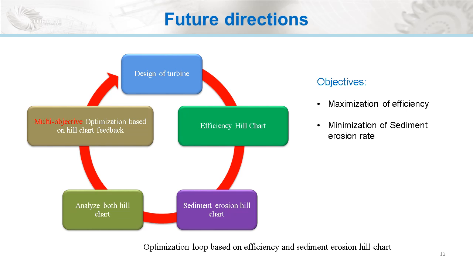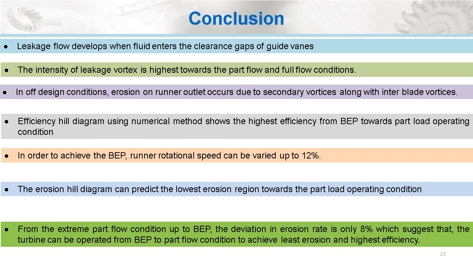We have to make the efficiency hill chart for the same. We have to make a sediment erosion hill diagram for the same turbine, and we should analyze both turbines, and ultimately we have to implement multi-objective optimization, thereby maximizing efficiency and minimizing sediment erosion. Lastly, with these things, I would like to conclude my presentation.